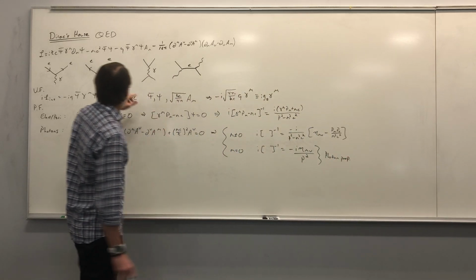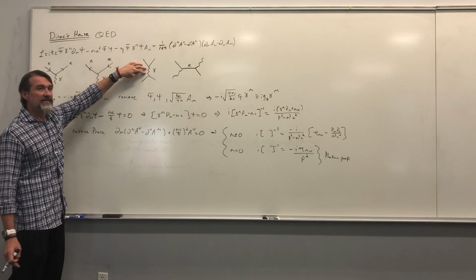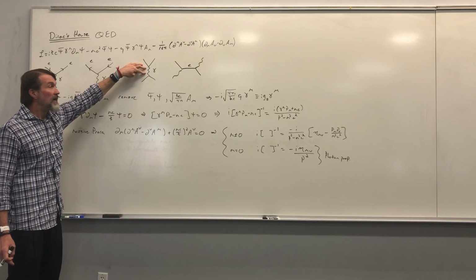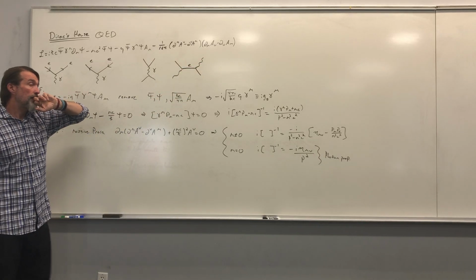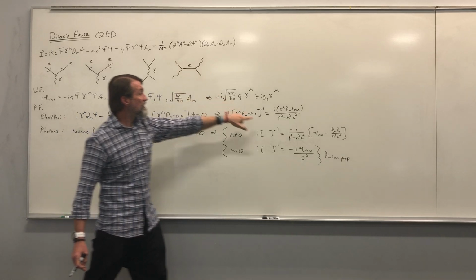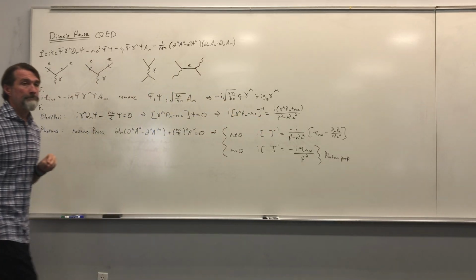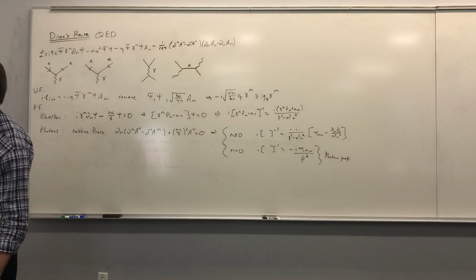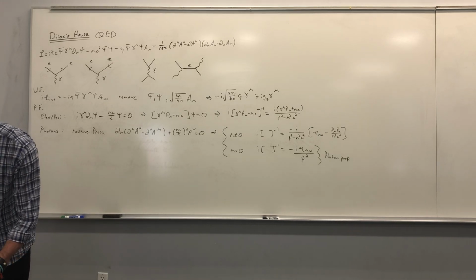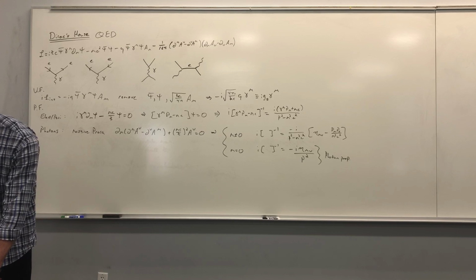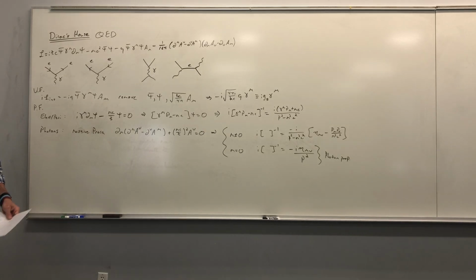Which of course is useful when we're talking about processes that involve virtual photons. If it's an external photon, we don't use this. Instead, in this case, we would use this propagator. All right. Now let's get dirty. Now, we've got these factors.